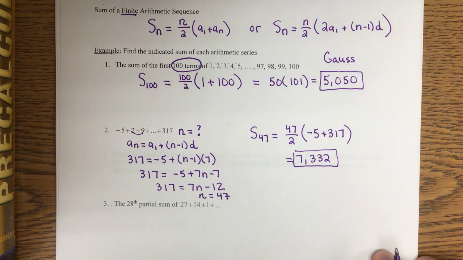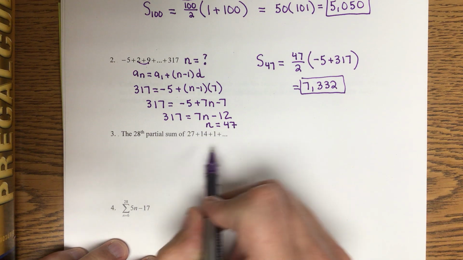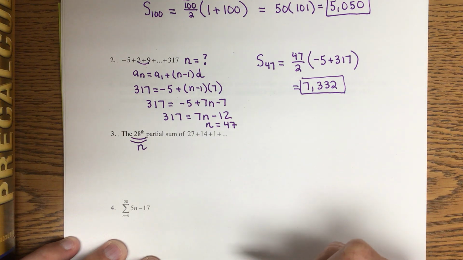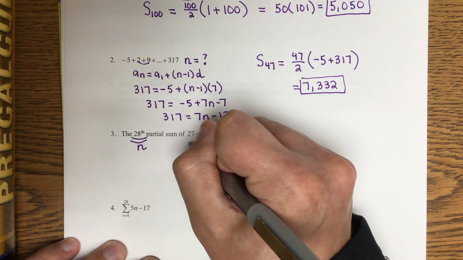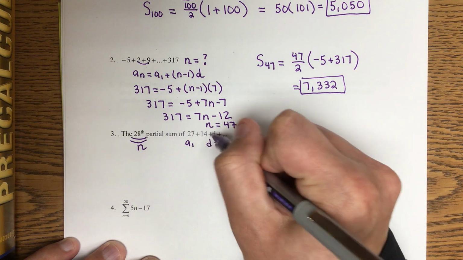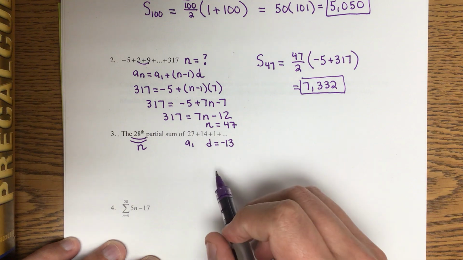All right, number 3, I want to find the 28th partial sum of this. So this is the n value, right? They want us to find the sum of the first 28 terms. I know the first term. I can even find the common difference. If you look, they're subtracting 13 each time. But I don't know the last term.